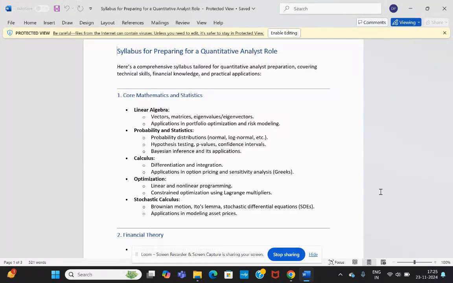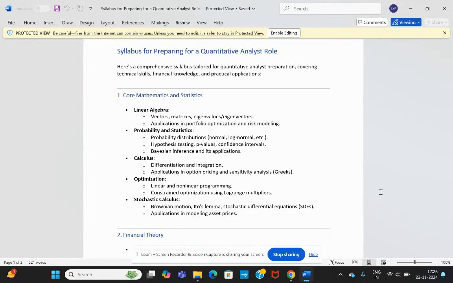In probability and statistics, we will learn probability distributions such as the normal distribution, log normal distribution, and other distributions we use in quantitative finance. And then we will learn hypothesis testing, p-value, and confidence intervals, and then I will give you Bayesian inference and its applications in the quantitative analyst world.